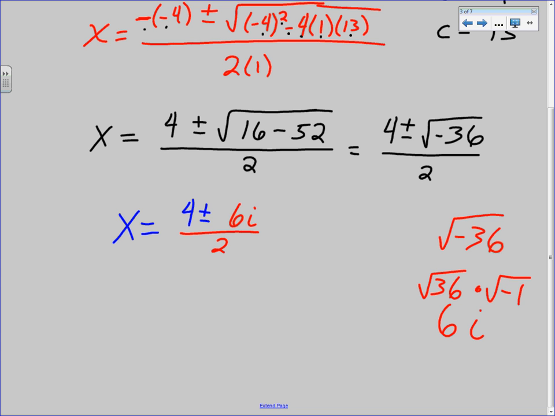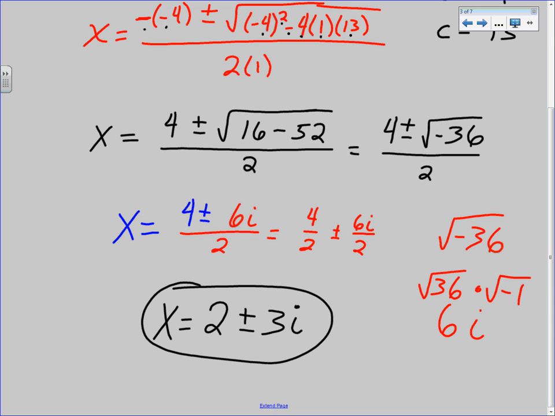And when we do this, we should be thinking it's 4 over 2 plus or minus 6i over 2. And this will let us reduce. 4 over 2 is 2. And 6 over 2 is 3. And so there we go. There's your two, in this case, they're imaginary. Your two imaginary roots. Your two imaginary solutions. 2 plus or minus 3i.